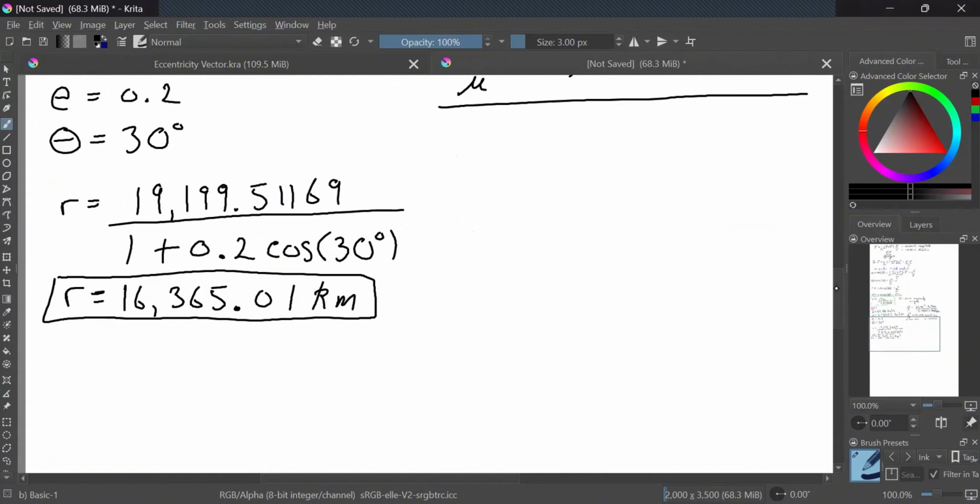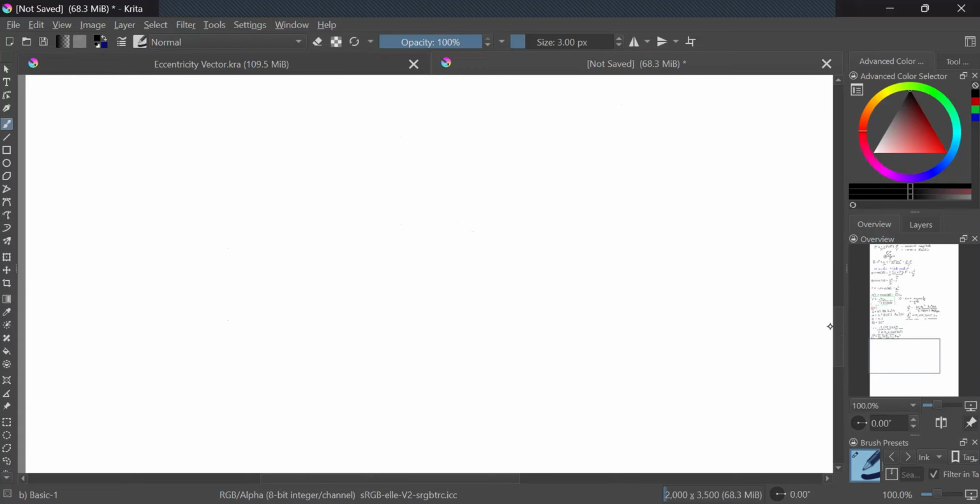All right, let's scroll down a little bit and get some new space to work with. There are two quantities that maybe we are curious about knowing. For example, what is our radius when our theta is 0 degrees? What radius do we have when we are perfectly aligned with the eccentricity vector?